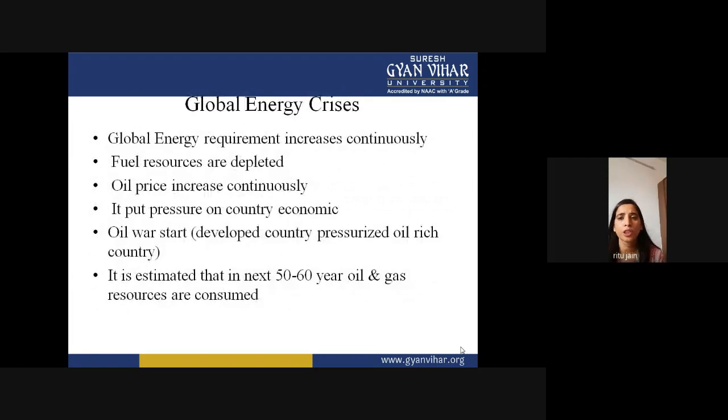Now, let's come to the next point, global energy crisis. So what is the global energy crisis? Global energy requirement increases continuously, fuel resources are depleted, and oil prices are increasing continuously. It puts pressure on country economies, and the oil war will start, and developed countries will pressurize oil rich countries to get the fuel or the oil. We estimate that in the next 50 to 60 years, oil and gas resources will be finished. So we have to take a big step in this field or reform our energy sector.